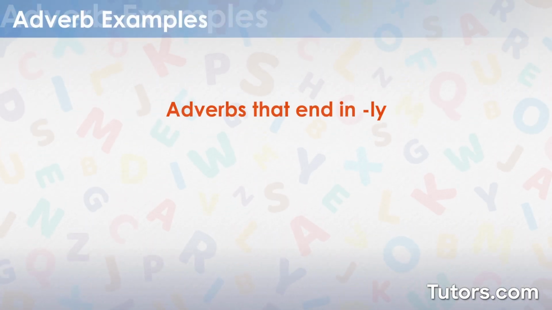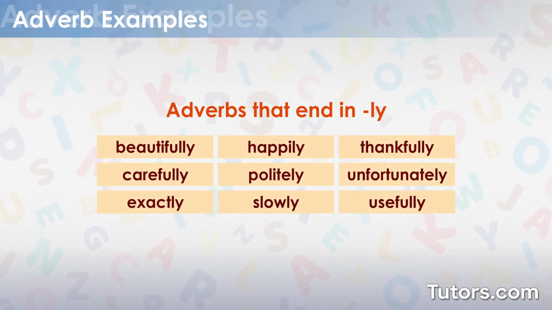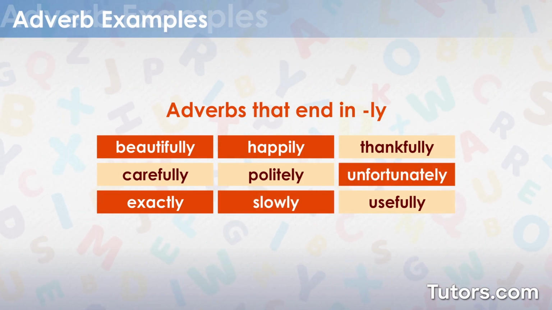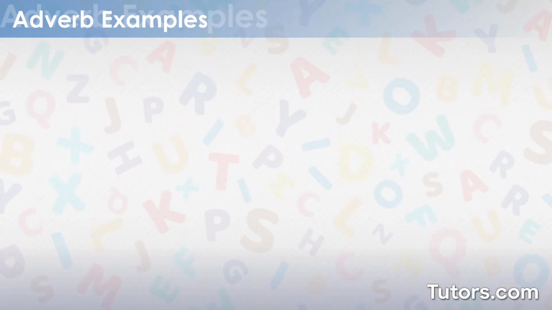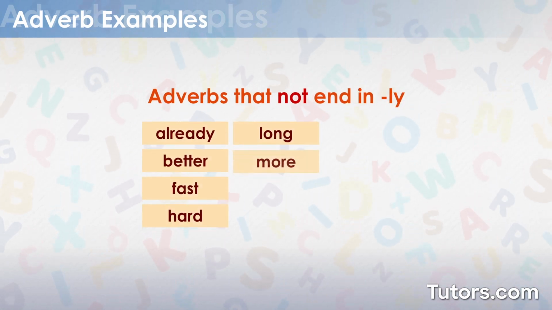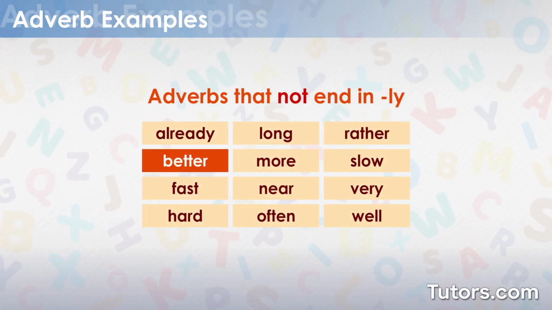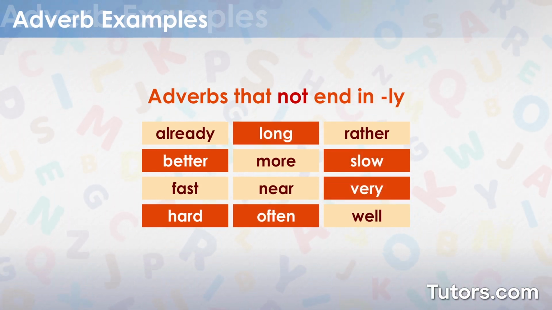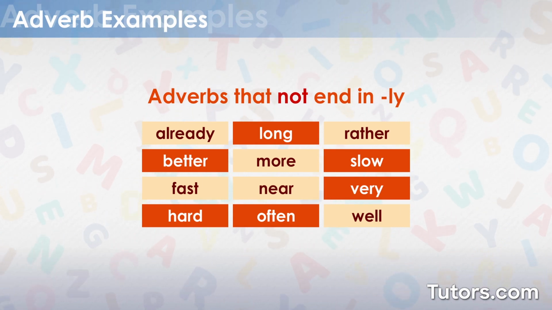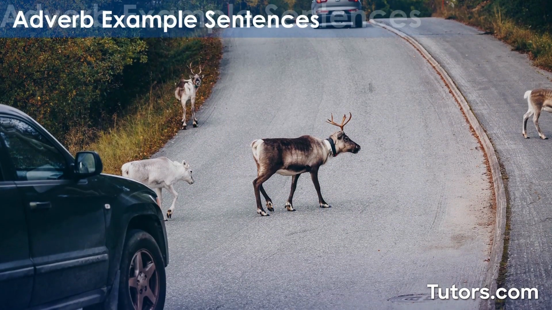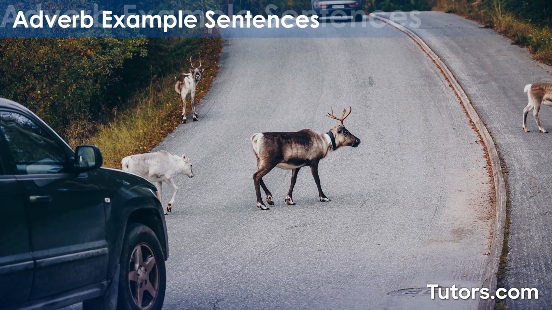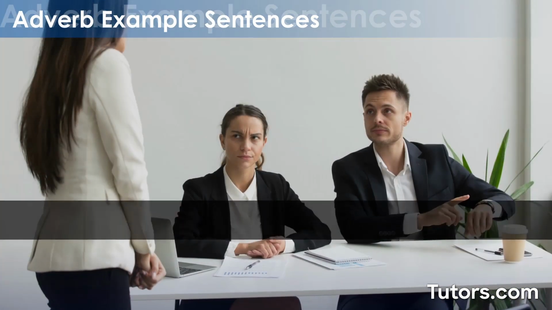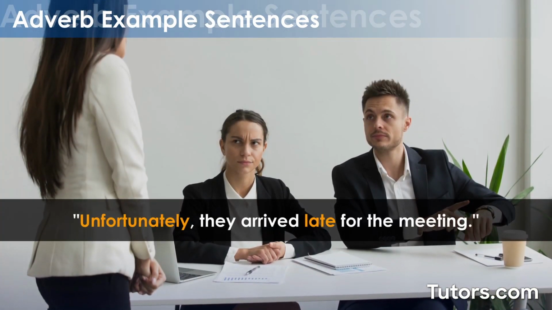Here are some common adverbs that end in ly: beautifully, exactly, happily, slowly, and unfortunately. Let's look at some examples of adverbs that do not end in ly. Better, hard, long, often, slow, and very are all adverbs. These sentences include the use of one or more adverbs. The car stopped abruptly to avoid the deer. Unfortunately, they arrived late for the meeting.